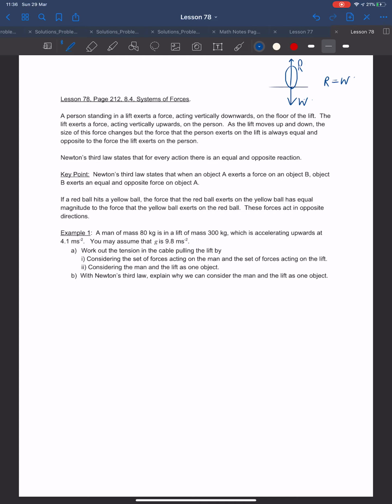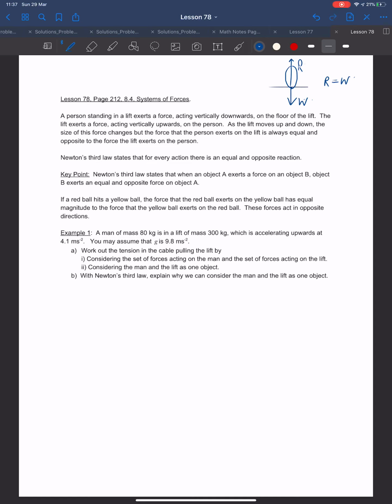Key point, Newton's third law states that when an object A exerts a force on an object B, object B exerts an equal and opposite force on object A. For instance, if a red ball hits a yellow ball, the force that the red ball exerts on the yellow ball has equal magnitude to the force that the yellow ball exerts on the red ball. These forces act in opposite directions.